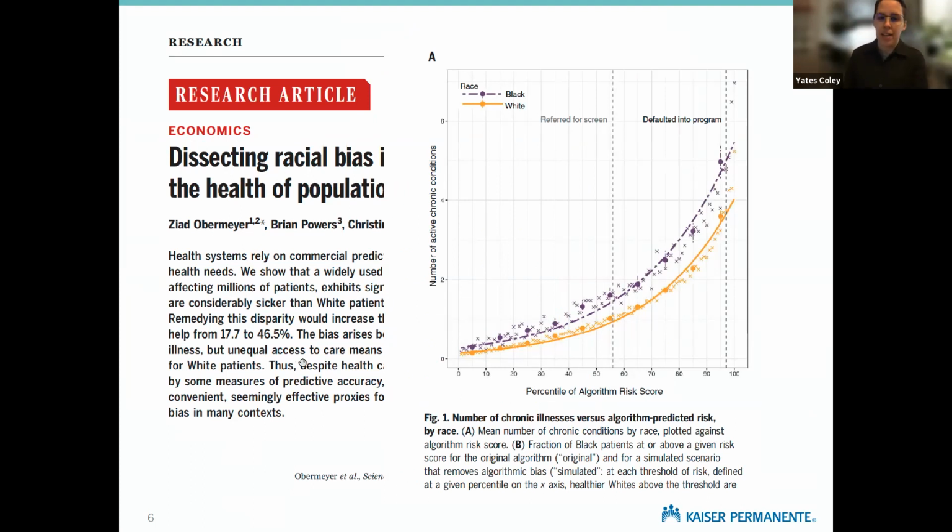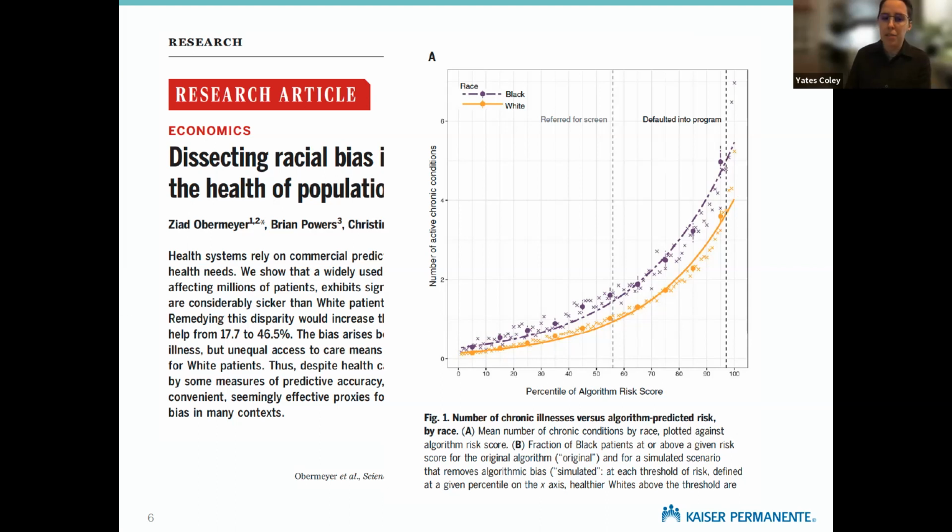So this graph shows that at each percentile of the algorithm's risk score here along the x-axis, the average number of chronic conditions that Black people with that risk score have, shown here in purple, is higher than the number of chronic conditions for white people, shown in orange. The vertical lines on the graph show the thresholds used to refer patients for care management services. And we can see from this vertical difference that Black patients had to be sicker, had to have more chronic conditions than white patients to be offered these services.